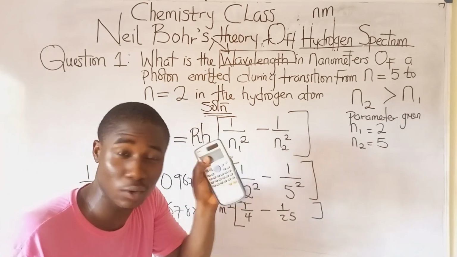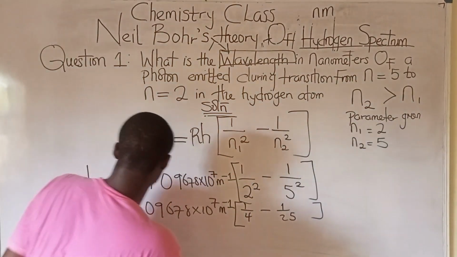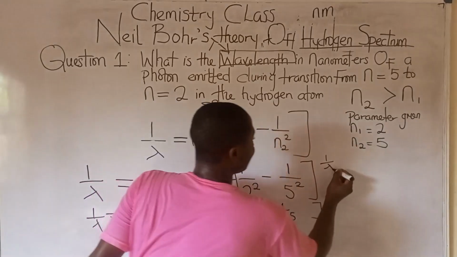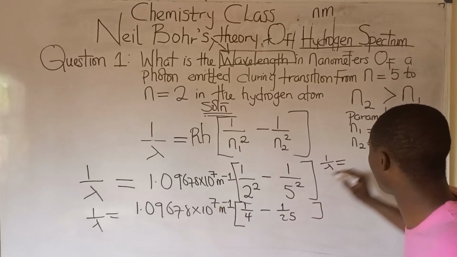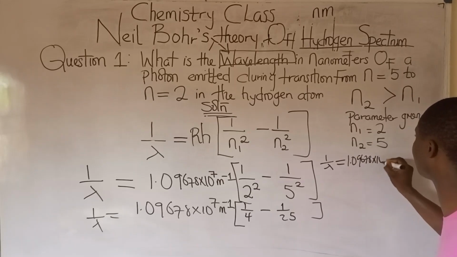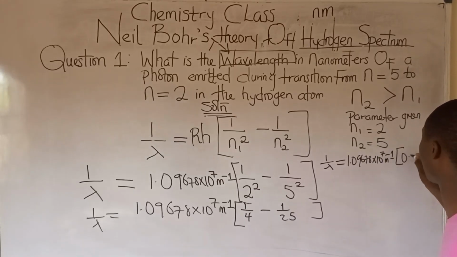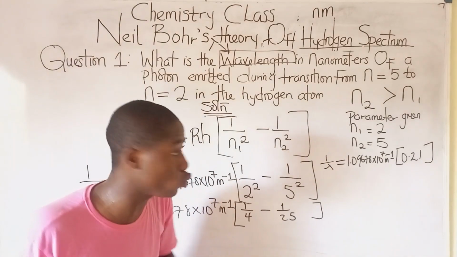You have to press your calculator very well. Okay, don't rush it, take it step by step. So 0.21. So let's rewrite that. So we're now having 1 over lambda. 1 over lambda is equal to, rewrite our constant, which is 1.09678 times 10 raised to the power of 7 per meters into bracket 0.21, because everything here gave me 0.21.